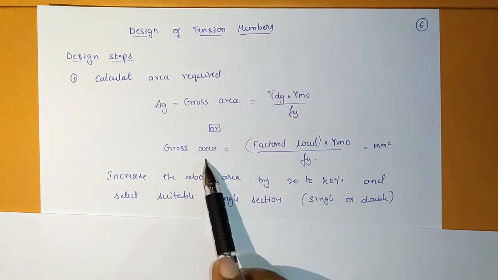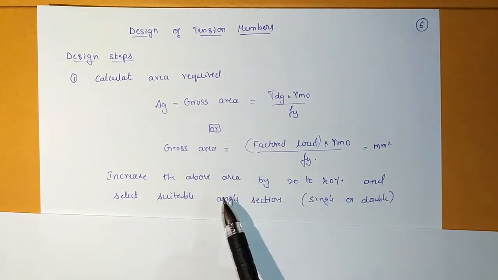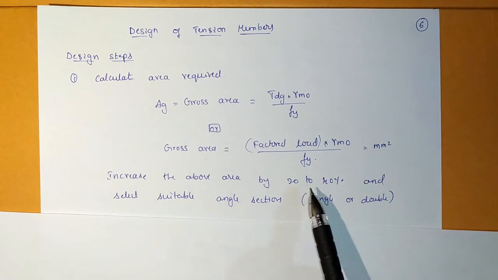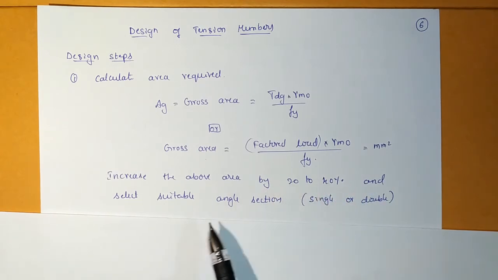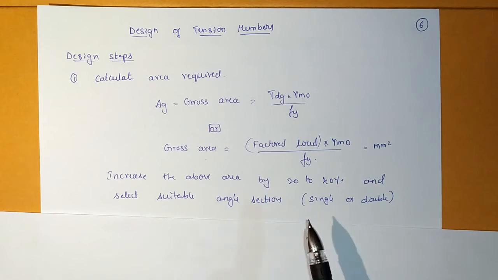After calculating the gross area, normally we are going to increase the above area by 30%, the average of these two values. After that we are going to select the suitable angle. It may be a single angle or double angle section.